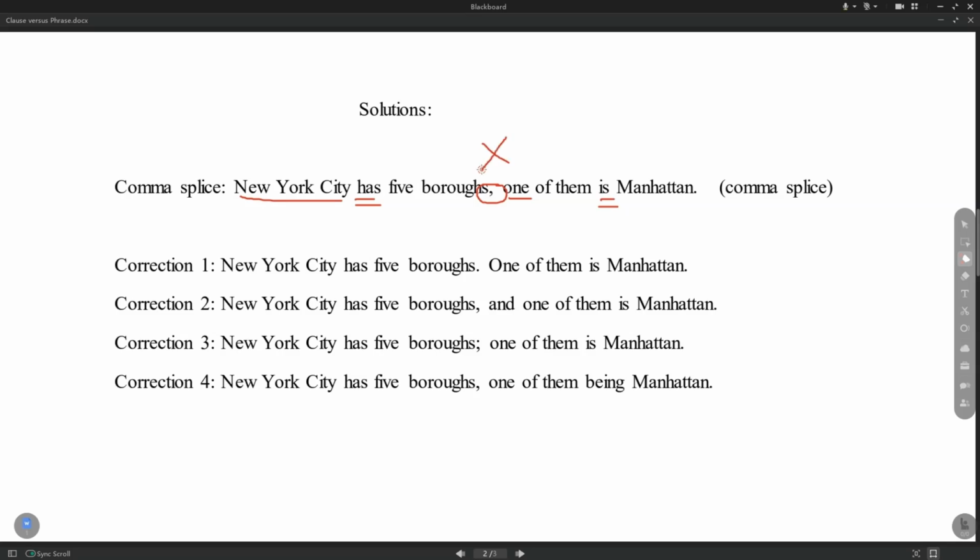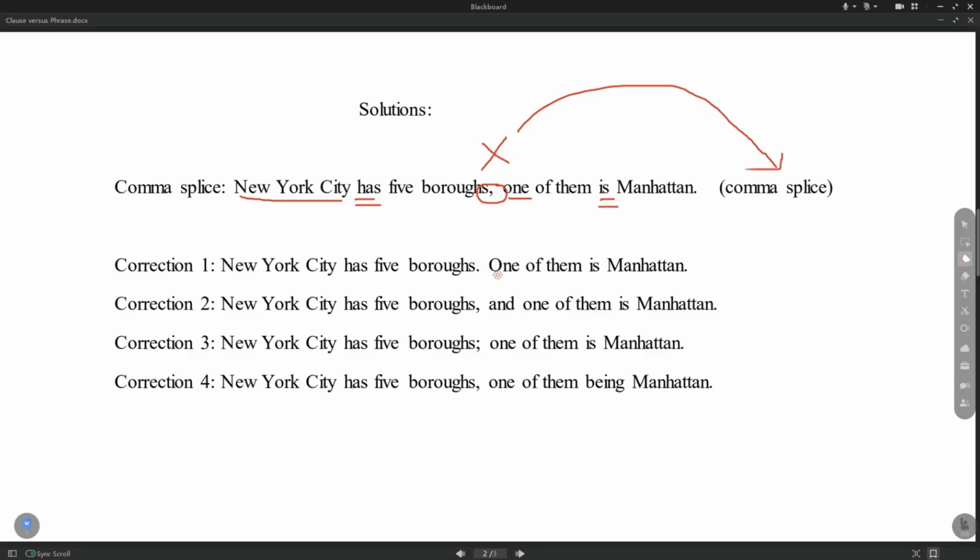What is the name of this problem again? That's right. It's called a comma splice. Never use a comma splice in your writing. Now, here's correction method number 1. New York City has 5 boroughs, full stop or period, as they say in America.